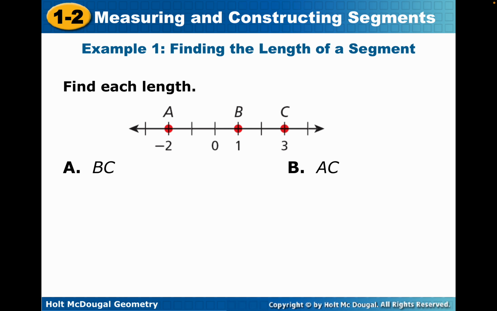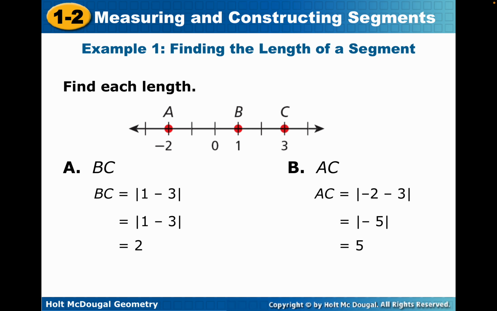So when you're doing that, you can do it in a way of absolute value. But if we looked at this one right here, if you're just finding the length of BC, what is that going to be? Yeah, 2. What about AC? Yeah, 5. Those are pretty simple. Those are going to be the numeric versions.